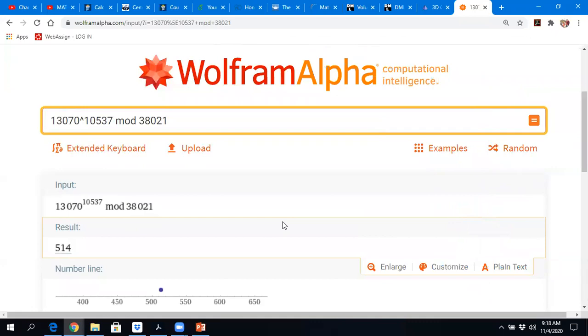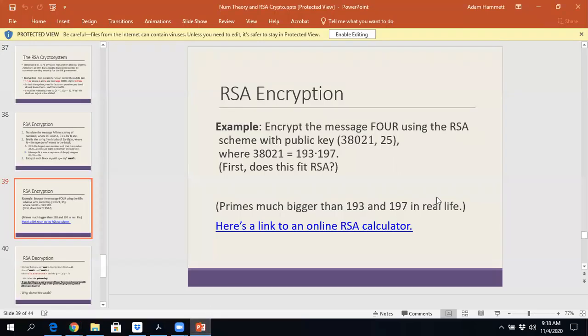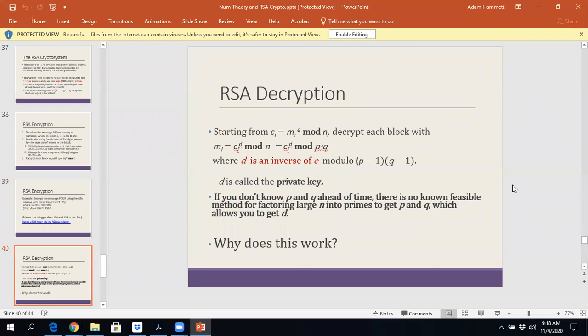We'll see why all of this stuff is actually working pretty soon. Okay? Any questions on that before we move on? Any questions? I think that's pretty cool that it even works. Why it works is another question, but we just saw that it worked, correct? We encrypted 514 into this crazy number 13070, and then we were able to take the private key and decrypt that thing and get 514 back. It's amazing.